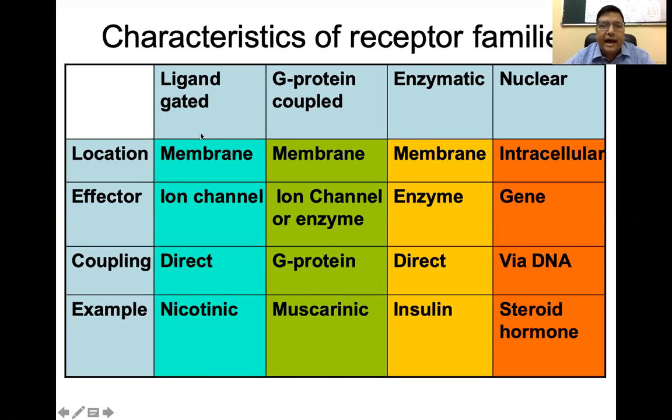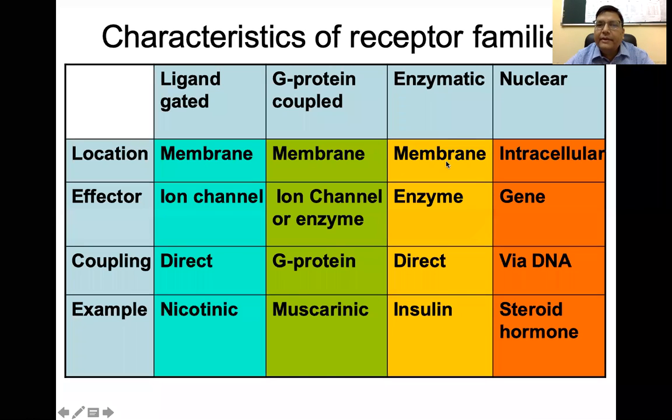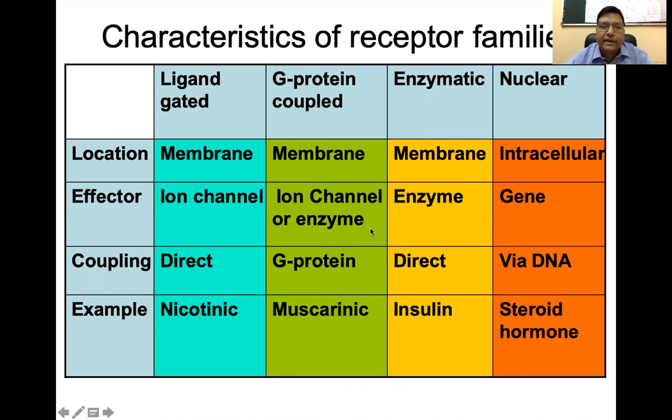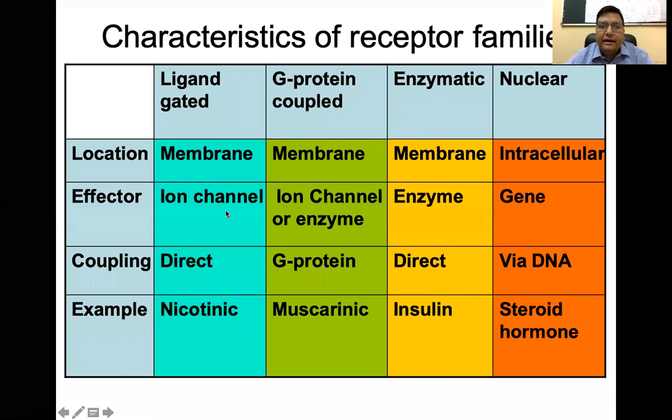The ligand-gated ion channels are present on the membrane. G protein coupled receptors are also present on the membrane. Enzymatic receptors are also present on the membrane. While the nuclear receptors are present intracellularly. The effector in the ligand-gated is ion channels. Ion channels or enzymes are there in the G protein also. Enzymes are the effectors in the enzymatic receptors, and gene is the effector for nuclear receptors, producing the nuclear response. And the receptor is coupled to the effector directly in the ligand-gated type. That means the receptor is directly linked with the ion channels in the ligand-gated one.